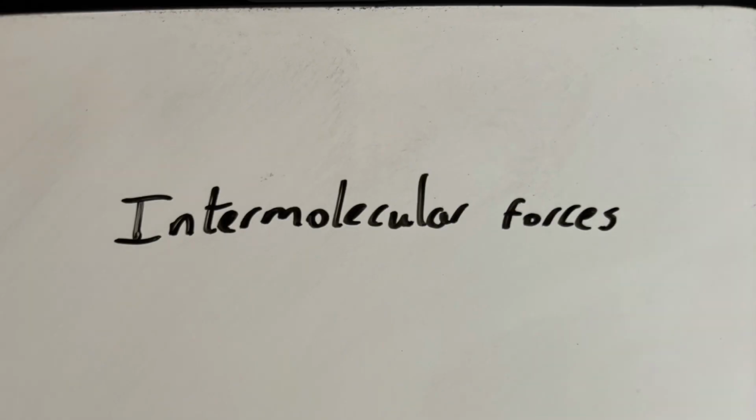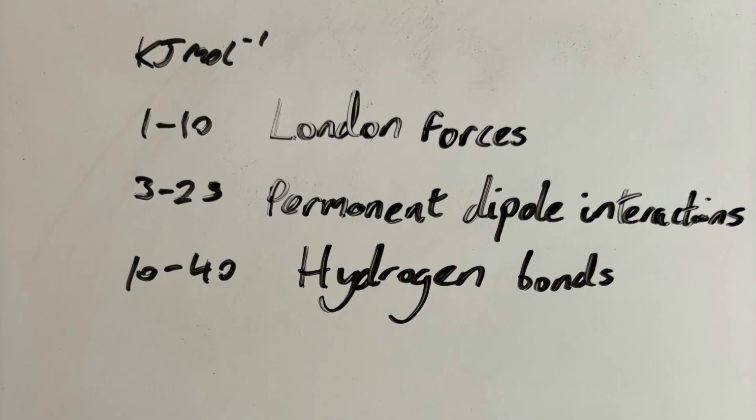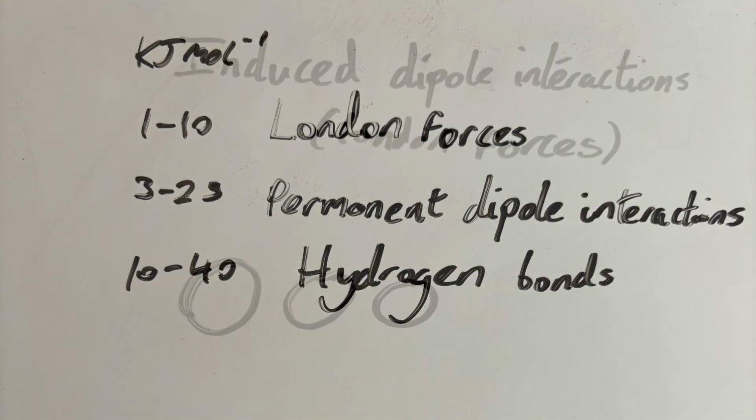Now, dipoles help us determine what intermolecular forces are used and where. There are three you need to know for A-level chemistry. Their names and enthalpy ranges are on screen now. We'll go through them one by one.